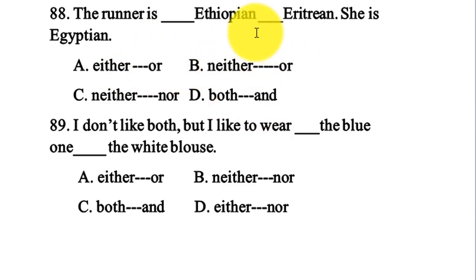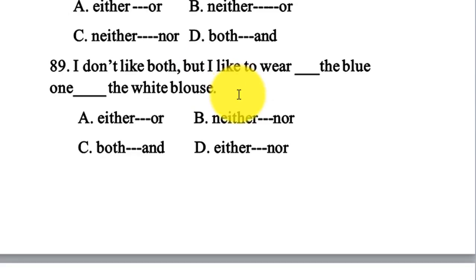Yes, she is both active and wonderful. Possible. She is both active and wonderful. She is both rich and happy. Possible. But depending on the given question, both cannot complete the question.